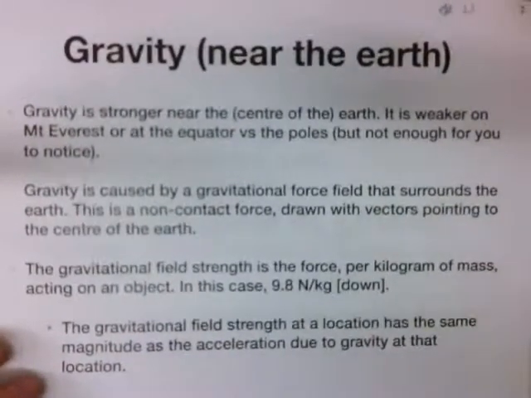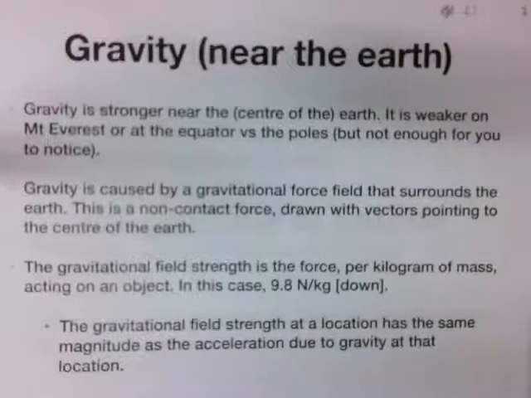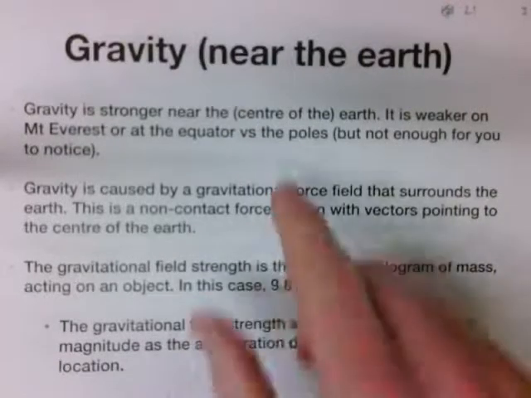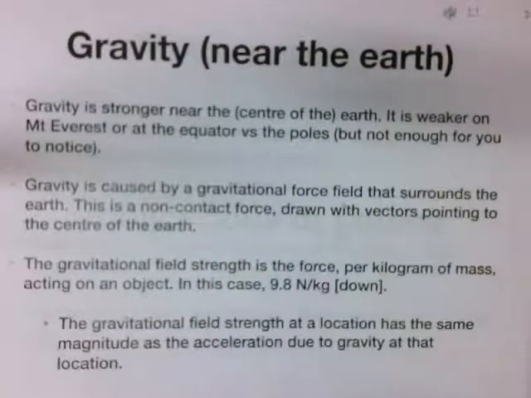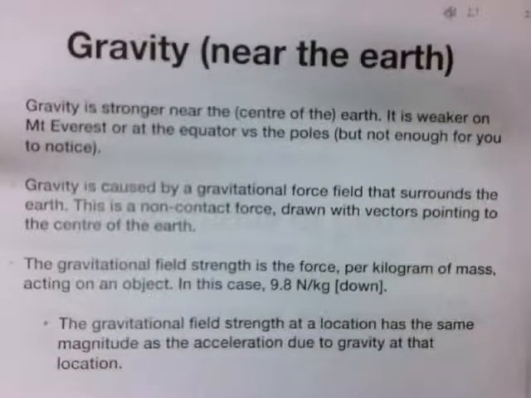So what I'm going to get you to do is pause it so you can write this stuff down, and then I'm going to talk about it. So you pause it now, and you've unpaused it. All right, gravity is stronger near the center of the Earth. So the center of any body, there's gravity associated with any body, and it is always based kind of on the center. Weaker on Mount Everest or at the equator versus the North Pole, but not enough for you to notice. It's like the gravity amongst other bodies. There is a gravitational pull when you pass somebody else in the hall, but it's tiny, tiny, tiny, tiny.